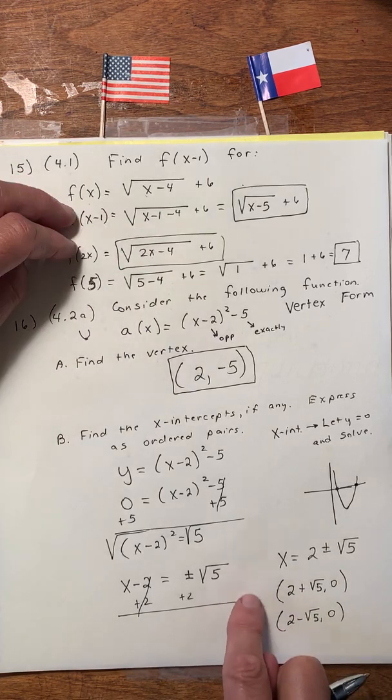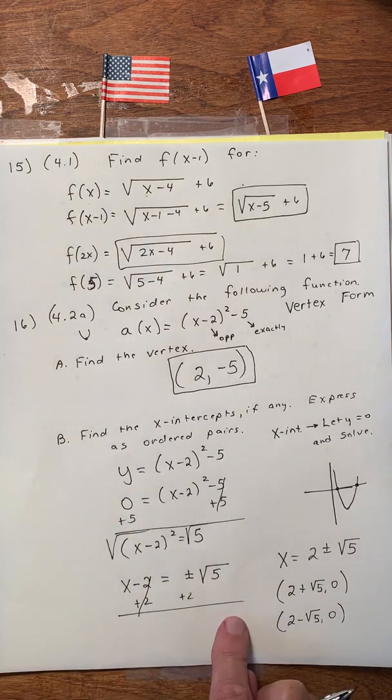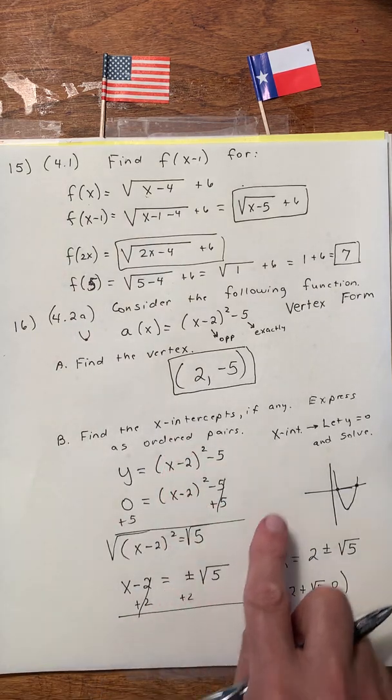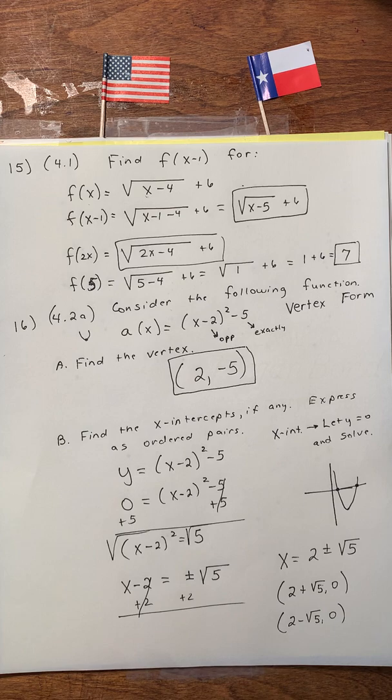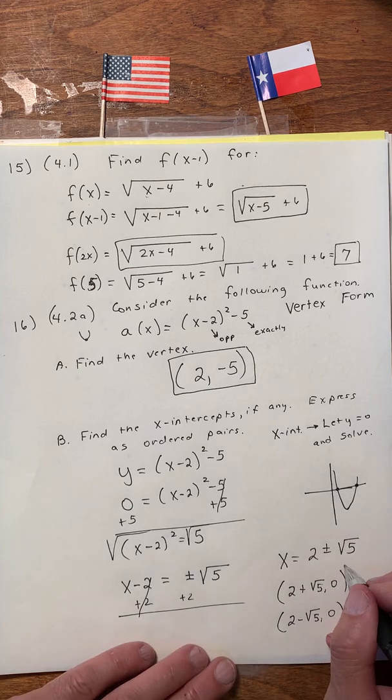In my mind, this is the toughest problem in the whole test, finding the x-intercepts here. So you have to go through some steps. You have to remember your plus or minus. You have to express it as ordered pairs. But here's my answer.